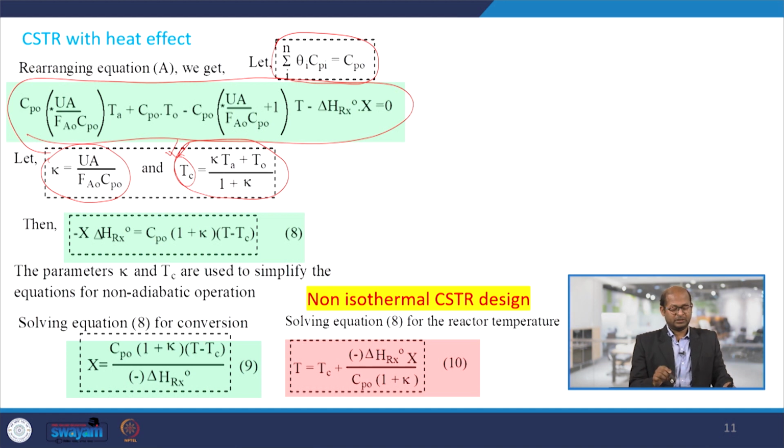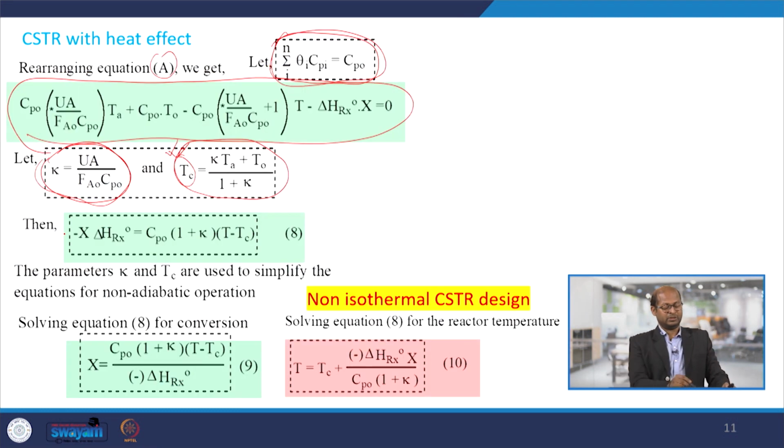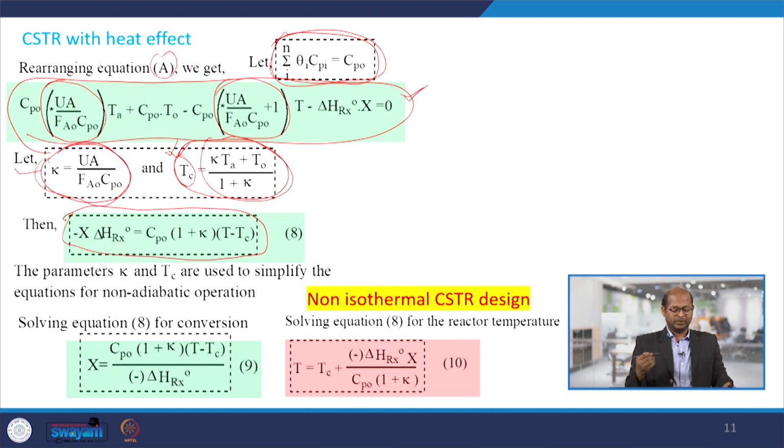Okay. So, equation A that we have taken, we are assuming this and then rearranging that. Here kappa equals UA by Fa0 Cp0, where UA over Fa0 Cp0 comes in the denominator, and this part is basically kappa. Okay. So, let this equal this, and Tc equals this. Now this is the energy balance equation that we are simplifying. In the simplest way, we are expressing the energy balance equation for a CSTR with heat exchange.